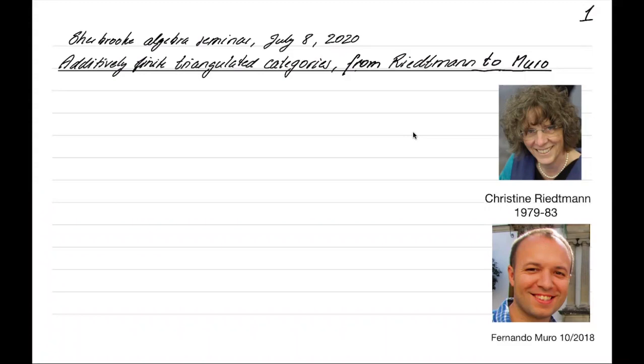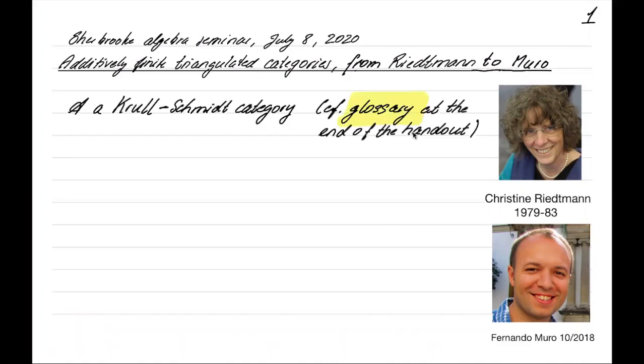Okay, let me start by defining the terminology. Let us take a Krull-Schmidt category. If you don't remember what that was, then you can have a look at the glossary at the end of the handout. It's an additive category where indecomposables have local endomorphism rings and each object decomposes into a finite sum of indecomposables. And that decomposition is then essentially unique.